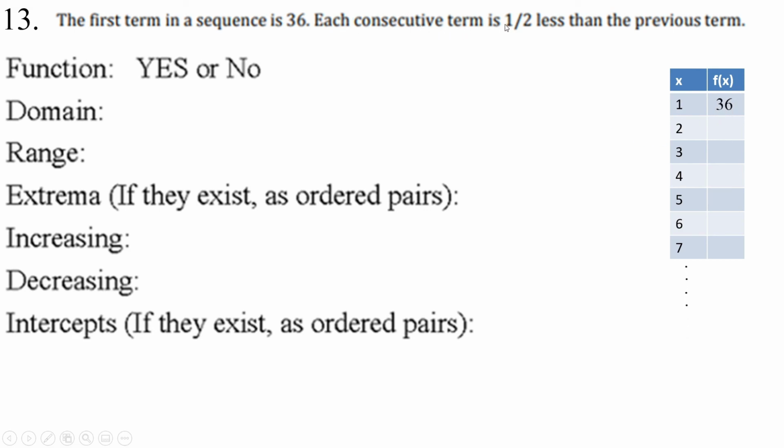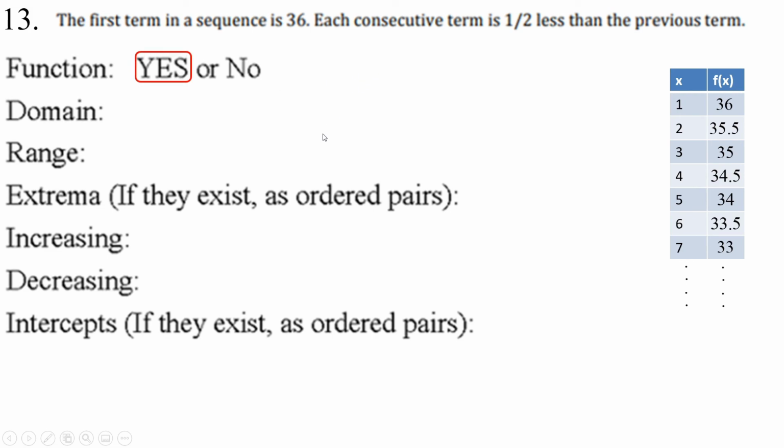Each consecutive term is 1/2 less than the previous term. So this would be term 2, 35.5, 35, 34.5, 34, 33.5, 33, and so on. Okay, is this a function? Well, every input has one and only one output. Yes, that is a function.